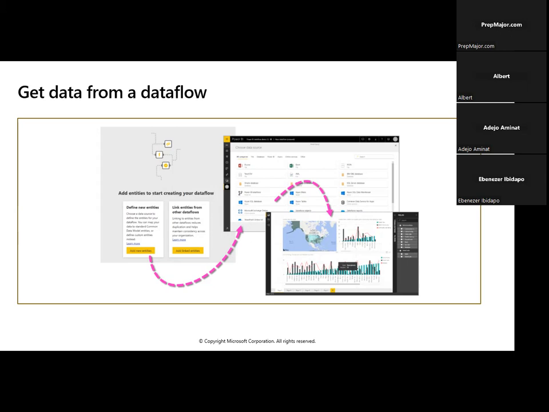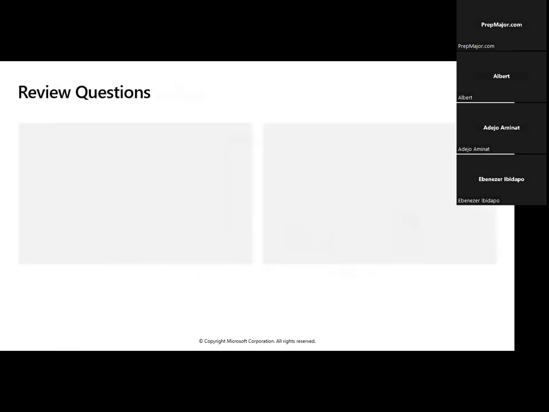Okay? A table is a set of columns that are used to store data, much like a table within a database. You can add and edit tables in your data flow and manage data and refresh schedules directly from the workspace in which your data flow was created. Getting data from a data flow, you can connect your data flow all along like that. Let's move on.